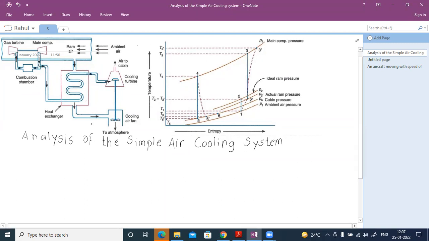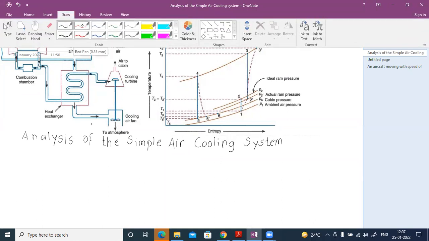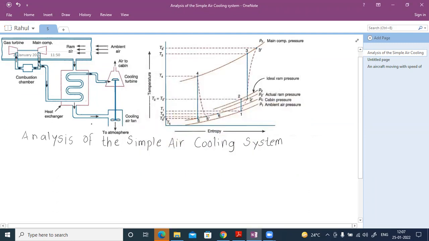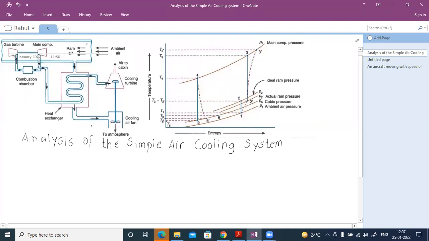As you can see, this is the ambient air. All of you know that ambient air is the inlet condition, so I will mark this as point number 1. Now this ambient air will be rammed. After ramming, I will get point number 2.